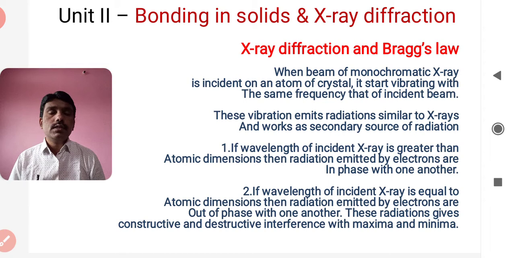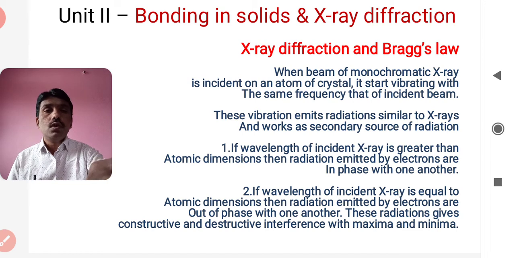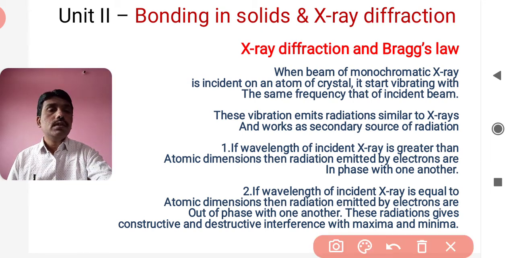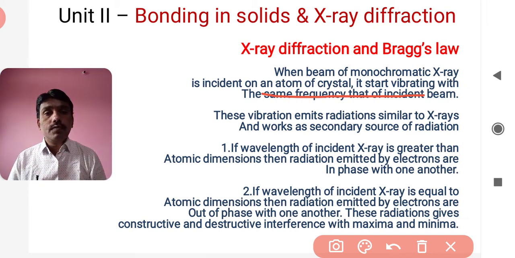In crystals, as we are aware, the atoms are arranged in a periodic and regular arrangement. If X-rays are incident on these crystals or the atomic arrangement, they give a diffraction pattern. A beam of monochromatic X-ray incident on the atoms of the crystal makes these atoms start vibrating, with vibrations equivalent to the wavelength of the X-rays.